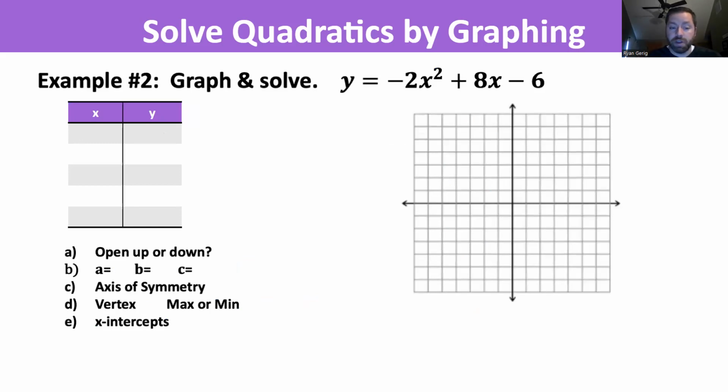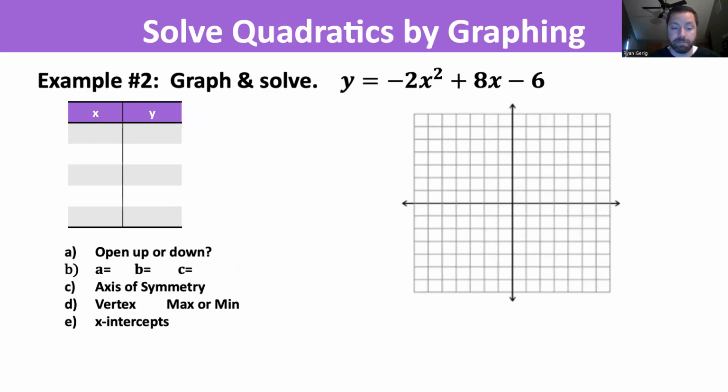Okay, so here's another problem. I want you to pause the video. I want you to try to do those 5 parts down there. Does this open up or down? What are the A value, B value, C value? What's the axis of symmetry? What's the vertex? Is that vertex at the top or at the bottom? And then what are the x-intercepts?